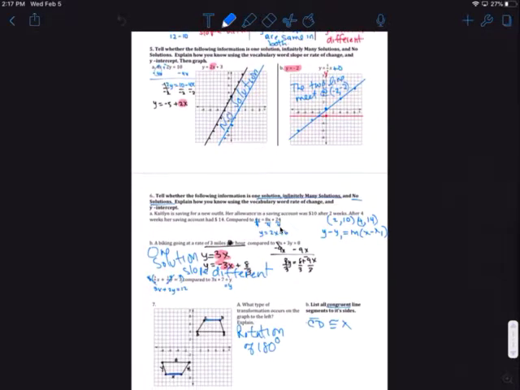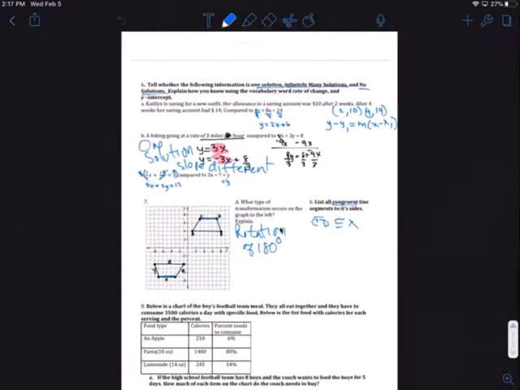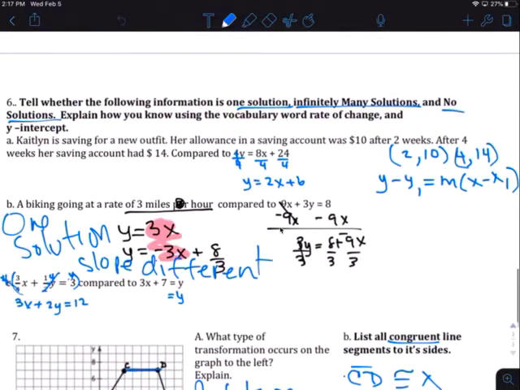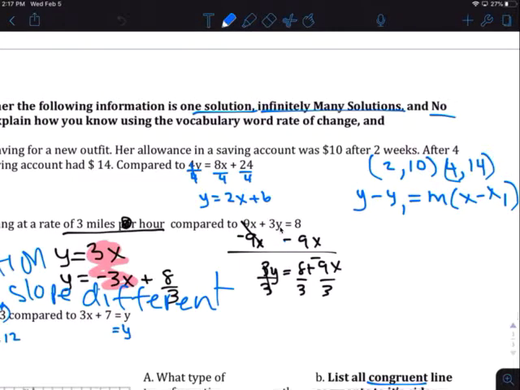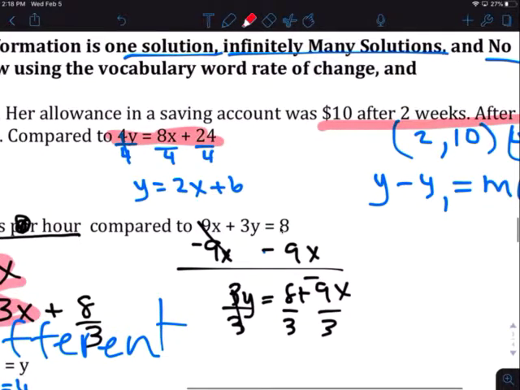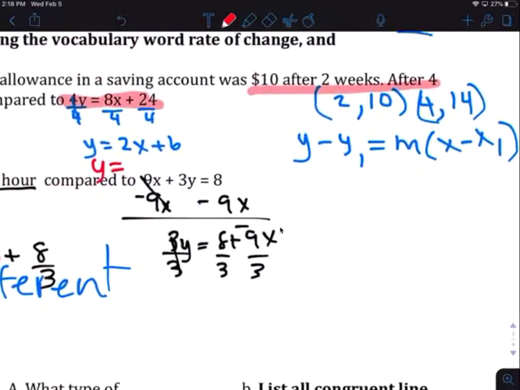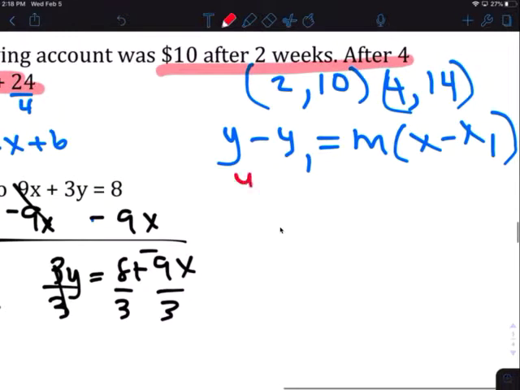This last page here, all right. For number one, we solve this first into slope-intercept form by dividing it all, and we get that. We want to know the equation for these two lines right here. We put it into ordered pairs, and we want to know the equation. We want to know what y equals, so we can compare in slope-intercept form, so we can compare slope and y-intercept. So y minus 10 equals slope times x minus 2.